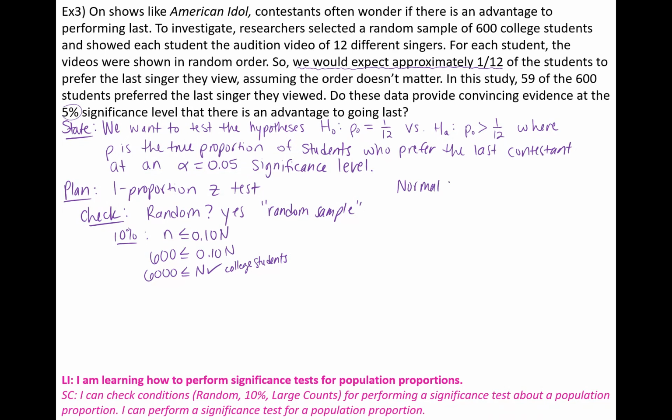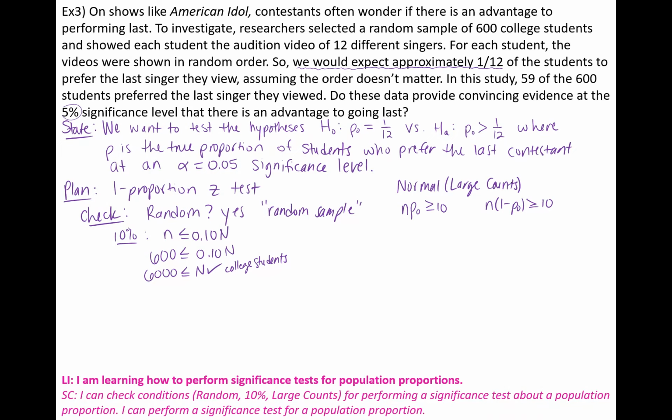And then the normal condition, we don't want to forget that one. Normal, we are checking large counts when we're doing proportions. And so we're going to have here, this is going to be n p naught greater than or equal to 10, and then n times 1 minus p naught greater than or equal to 10.